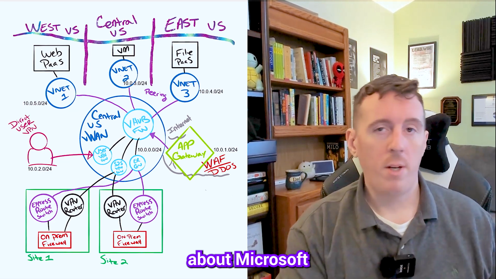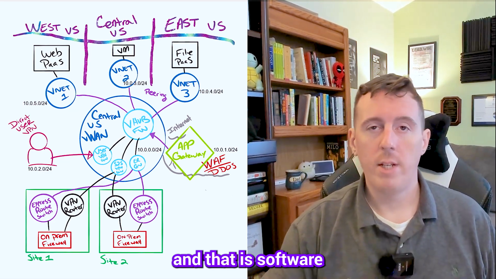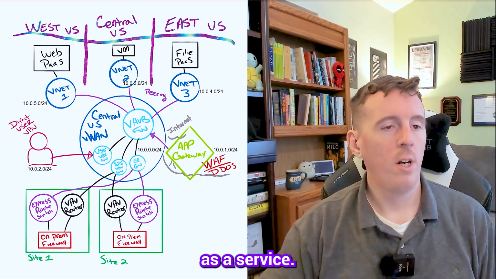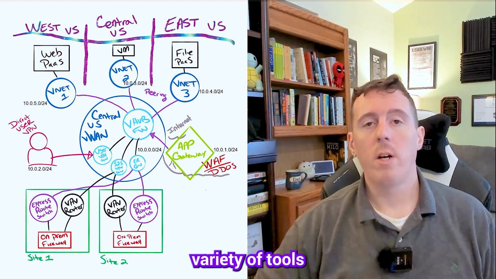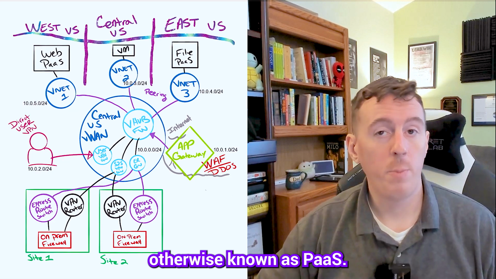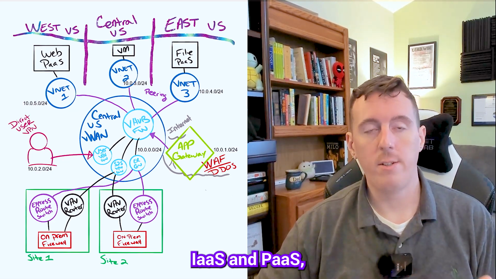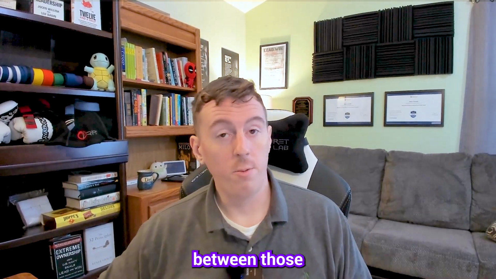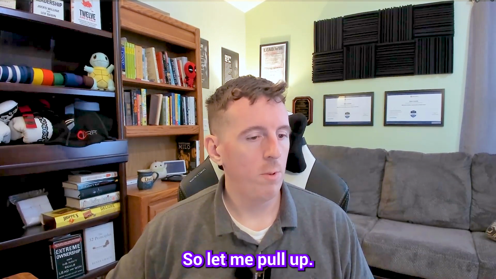And we've talked a lot about Microsoft 365 in the past, and that is software as a service. But there is a wide variety of tools that we can build in the cloud that's known as platform as a service, otherwise known as PaaS. So you got SaaS, IaaS, and PaaS. And there's a lot of differences between those, and we'll get into that. So let me pull up, there we go.